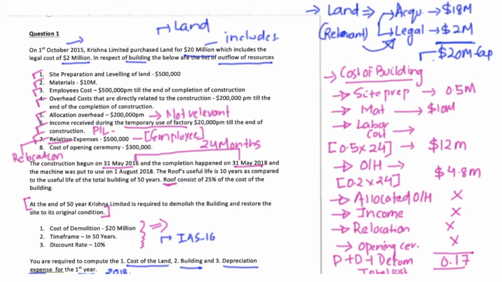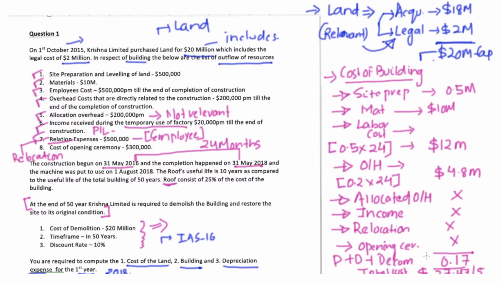So this is the total cost. Purchase price, cost directly attributable to bring the asset into present location and condition, and the decommissioning cost. The total amount is coming out to be 27.47 or 27.5 million dollars. So this is the total cost that are capitalized in respect of building.